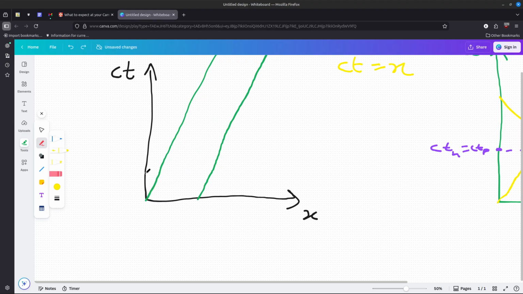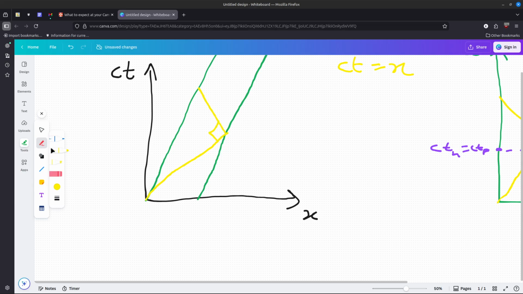Let me actually try my hardest to get a nice 45 degrees. Drawing with the mouse is hard. That's good enough. 45 degrees.